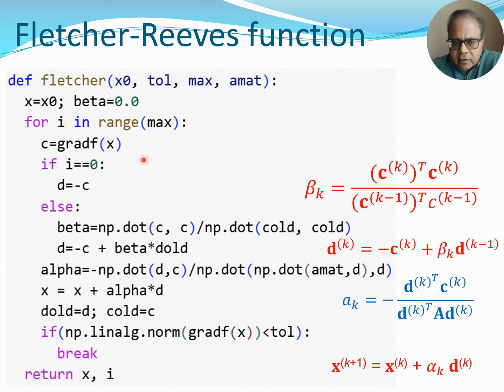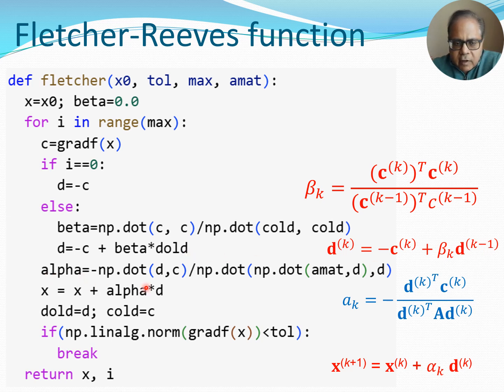I start off with the gradient vector definition, and then when i is 0, I use the steepest descent method, which is d is minus c. I then use the fact that beta is essentially the dot product of c and c divided by the dot product of ck minus 1 and ck minus 1. Then I update the search direction as negative c plus beta times d old. So remember, dk minus 1 is d old here.